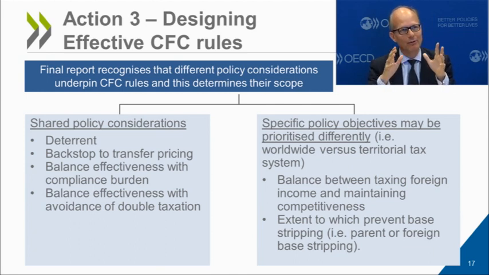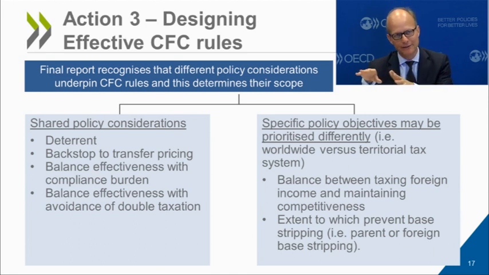And what does that mean? The report recognizes that there are different underlying policy considerations that underpin CFC rules, and they will clearly determine the scope. So what are the aspects here? One, what we all have in common is it's a deterrent. What we all have in common, it's a backstop to transfer pricing. And what we all have in common is we need to balance the effectiveness with the compliance burden and the risk of double taxation.